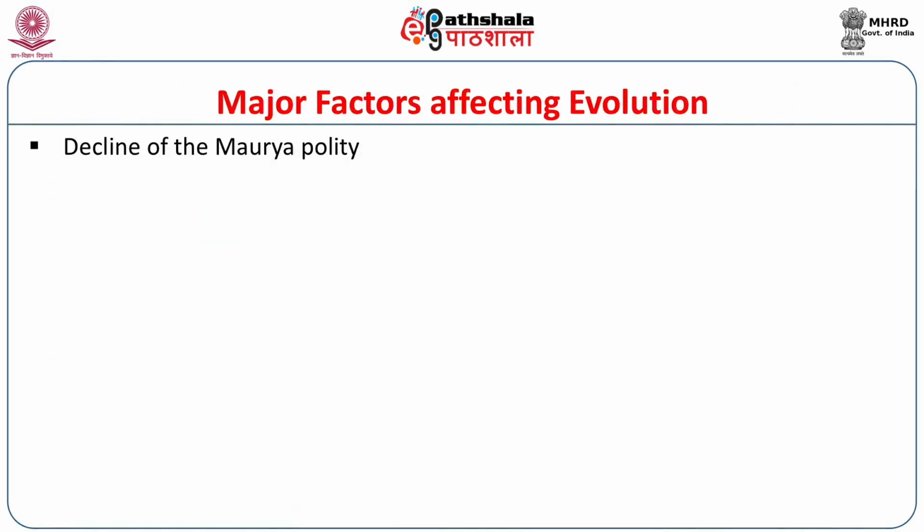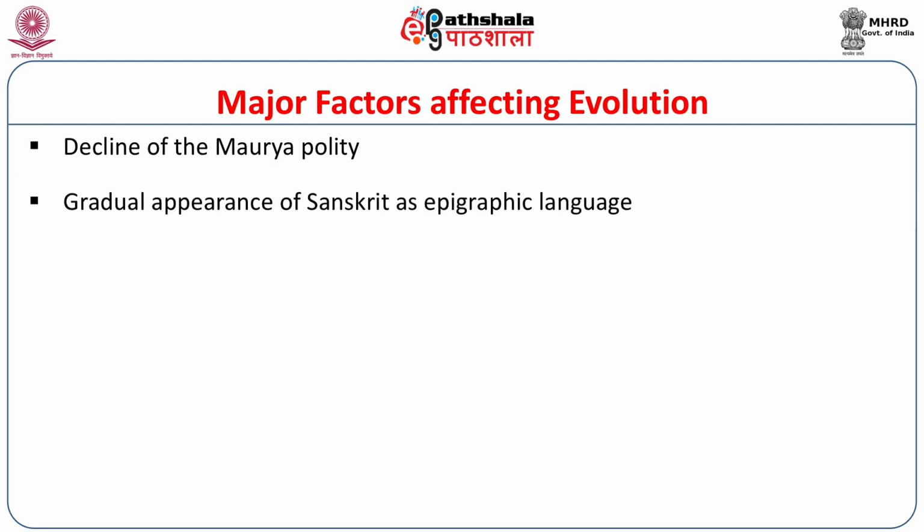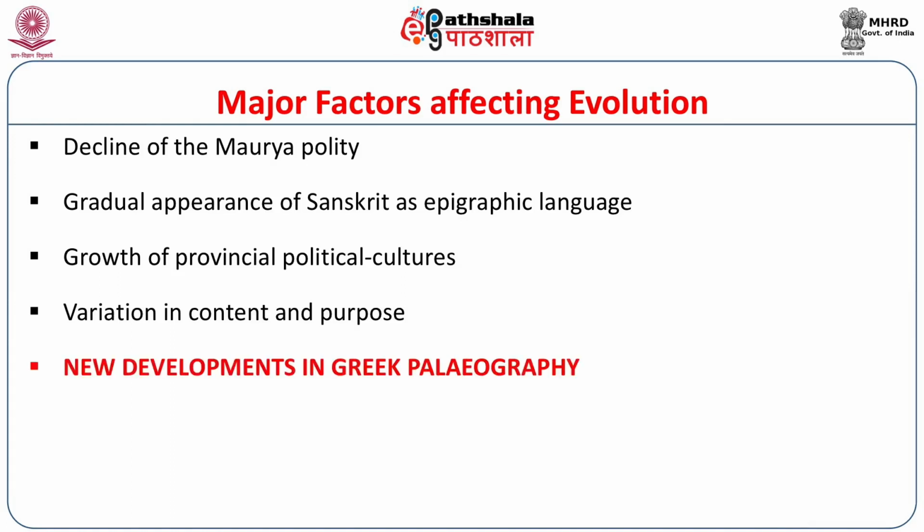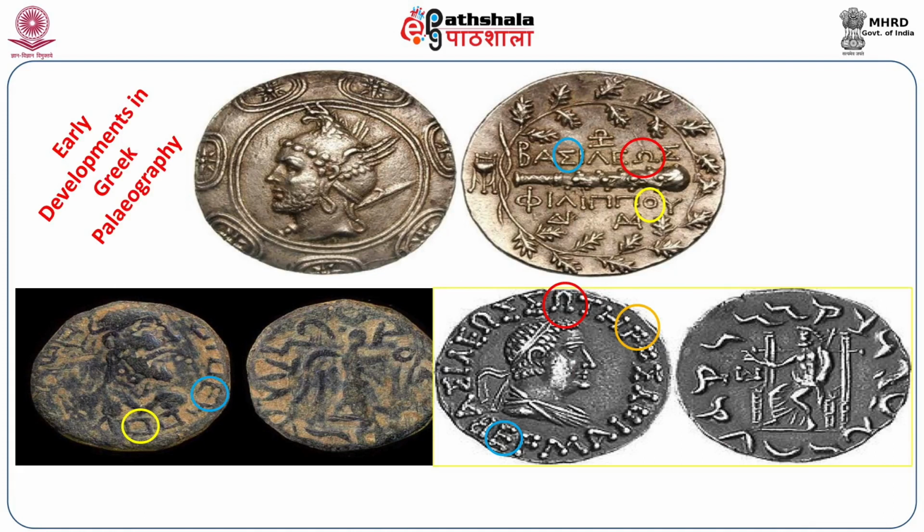The major factors that affected the evolution of Brahmi from the 3rd century BCE to the 1st century BCE were the decline of the Maurya polity, the gradual appearance of Sanskrit as epigraphic language, growth of provincial political cultures, variation in content and purpose of inscriptions, and most importantly, new developments in Greek paleography. Here we can see in the coins of the Indo-Greek rulers, we have certain symbols of letters that witnessed a particular line of development around the 2nd and the 1st century BC.